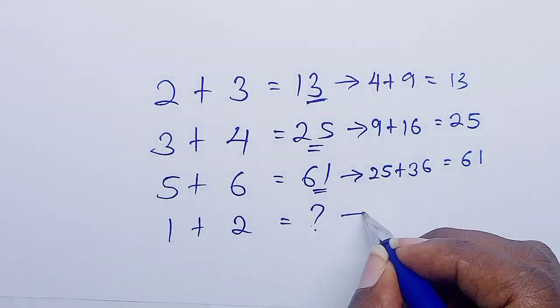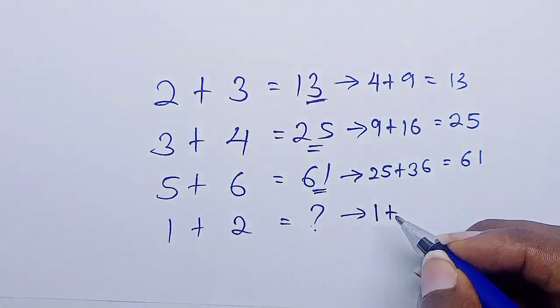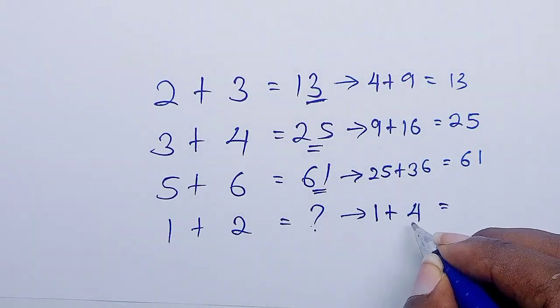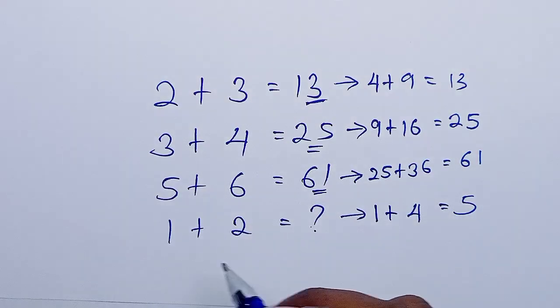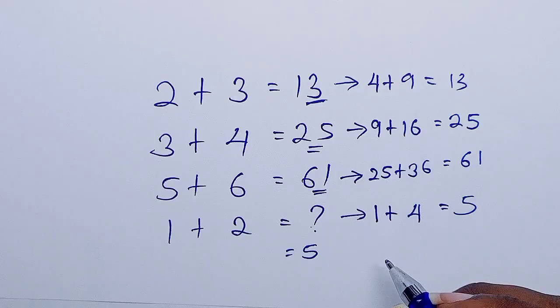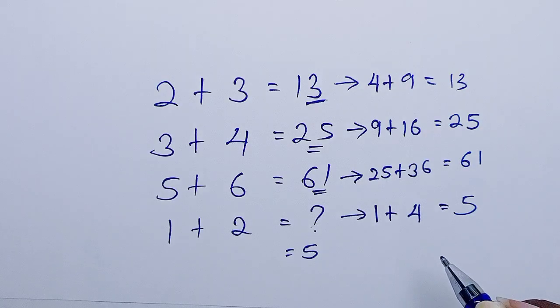here. So we shall square 1. 1 squared is 1 plus 2 squared is 4. When you add 4 plus 1, you get 5. So our answer is 5. Let me know if you got it right. Thank you. Let's look at another question.